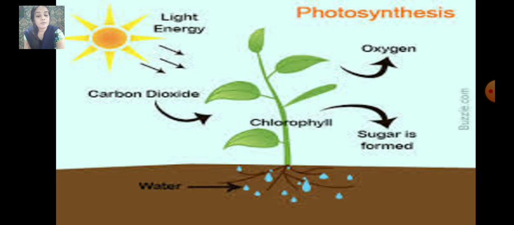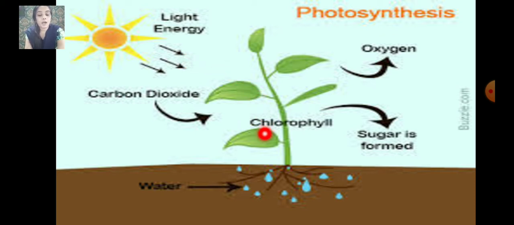Plants make food by the process of photosynthesis. The process by which plants make food is called photosynthesis. Photo means light and synthesis means putting together. Can you see the leaves here? They use water from the soil, carbon dioxide from the air, and sunlight. They use water, carbon dioxide, and sunlight to make food, right?